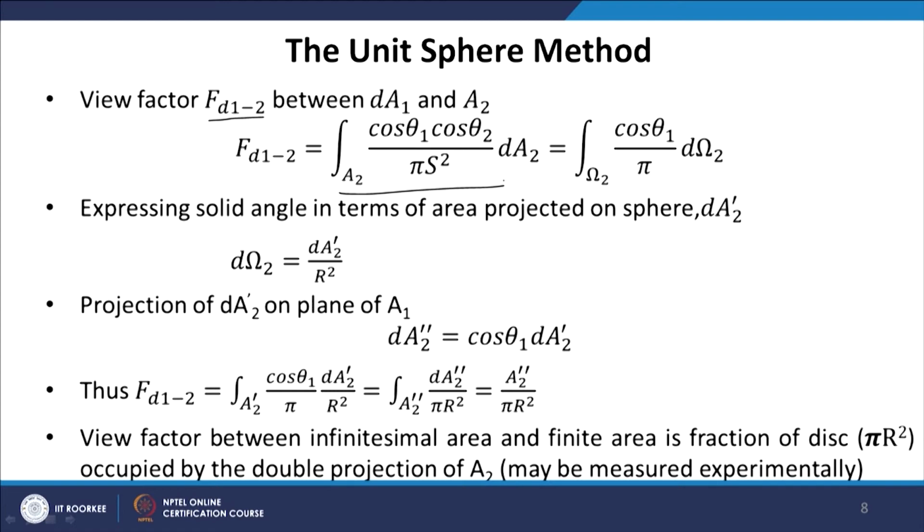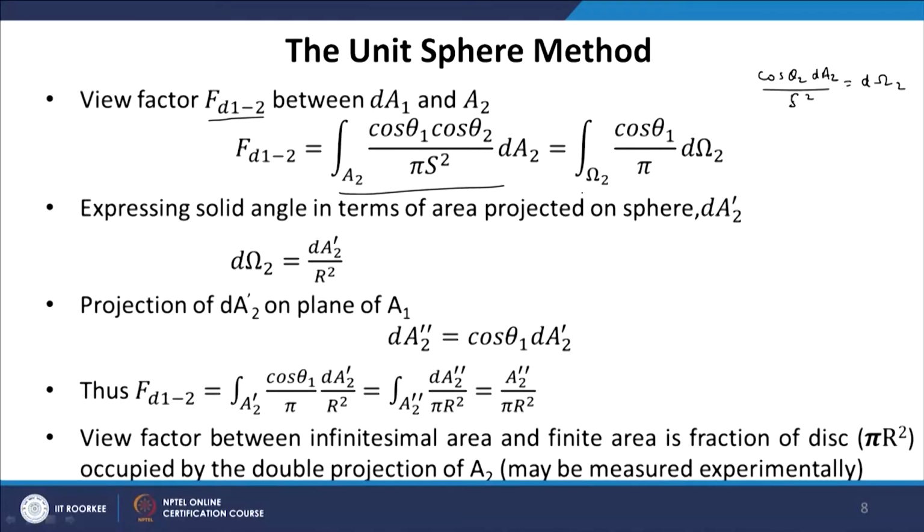Okay. So, now this cos theta 2 dA2 divided by s square is basically the solid angle d omega 2. Okay. So, cos theta 2 dA2 upon s square is basically the solid angle. So, we can also write this view factor as integral over the solid angles through which surface A2 is seen by surface of infinitesimal area dA1, and we have integral cos theta 1 upon pi d omega 2.